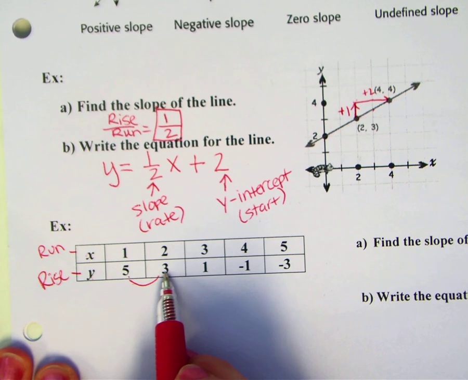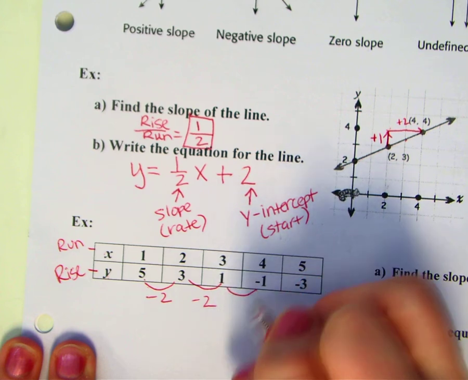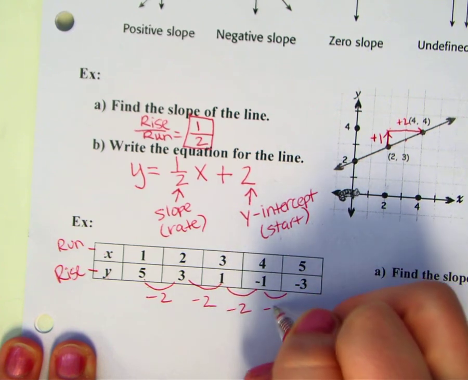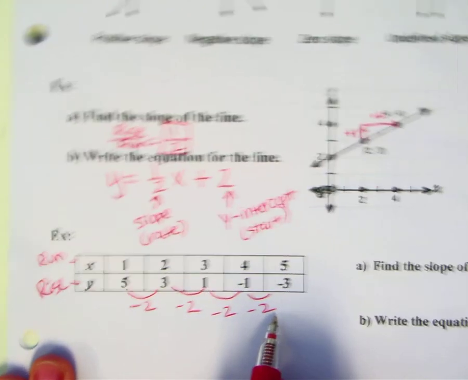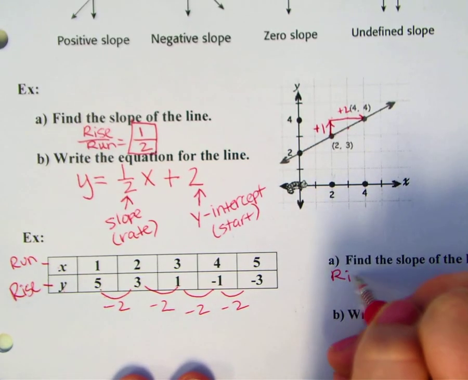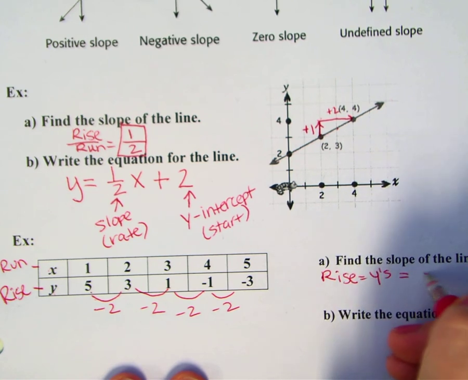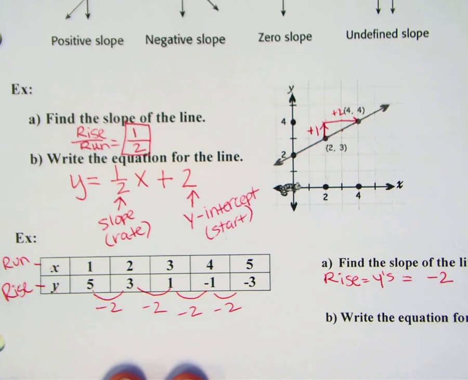Well, the rise is actually going down 2 right here. And then from 3 to 1 is also down 2. 1 to -1 is down 2. You'll notice it's constantly going down 2. So when you're doing your slope, your rise, which goes along with your y's, is -2. So that's the rise part.